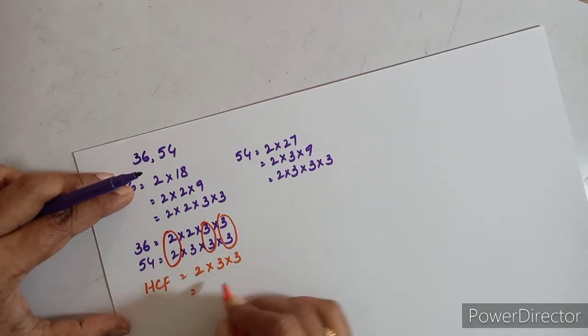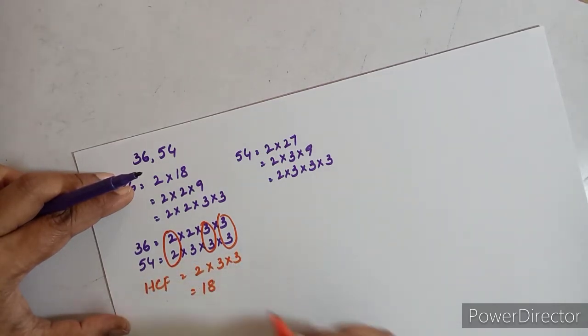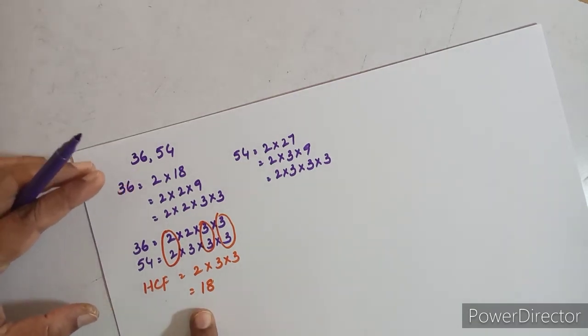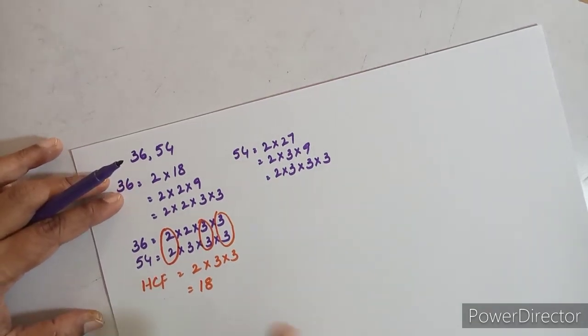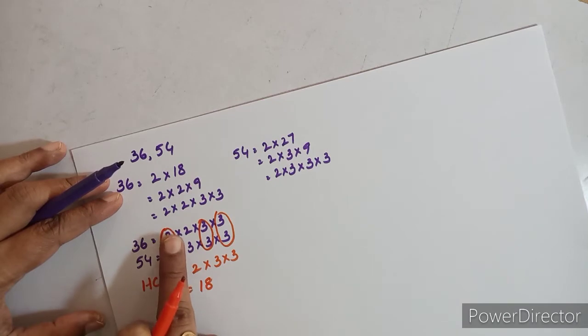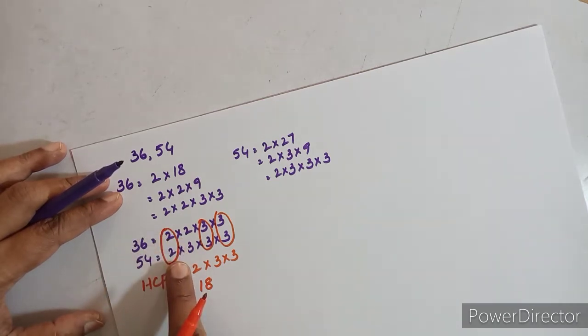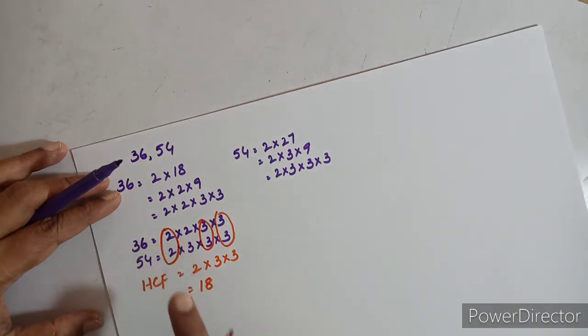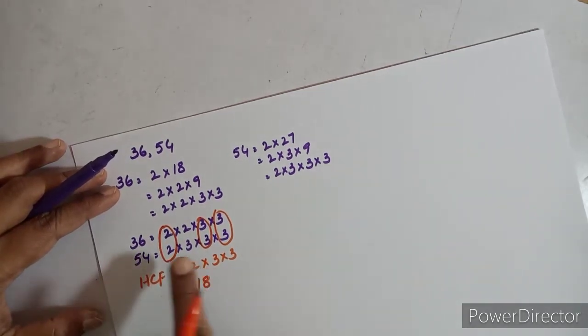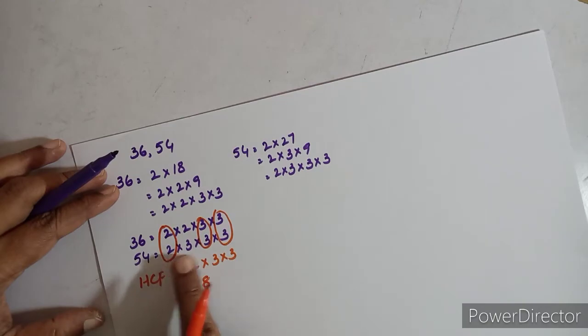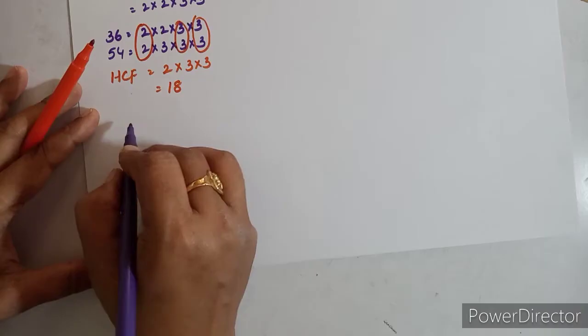2 3s are 6, 6 3s are 18. So 18 is going to be the HCF. No confusion: for LCM we multiplied even the leftover numbers too, which are not common. Those also we multiplied. But when you come to HCF, we need to multiply only the numbers which are common.